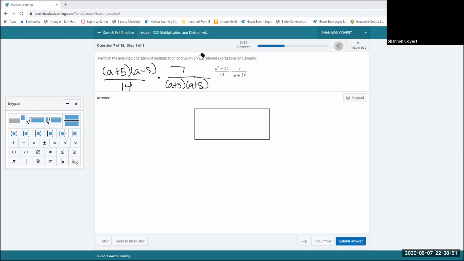Clean up that funky looking 7. Start simplifying. a + 5 over a + 5 goes. 7 goes into 14 2 times. In my numerator, I am left with a − 5. In my denominator, I'm left with 2 times (a + 5). So (a − 5) over 2(a + 5).